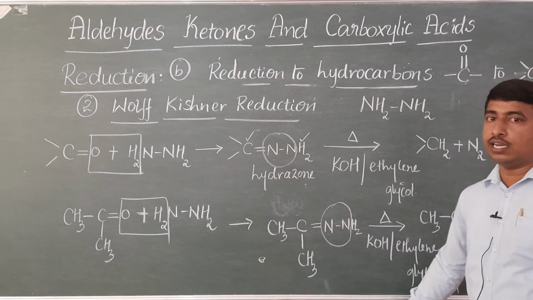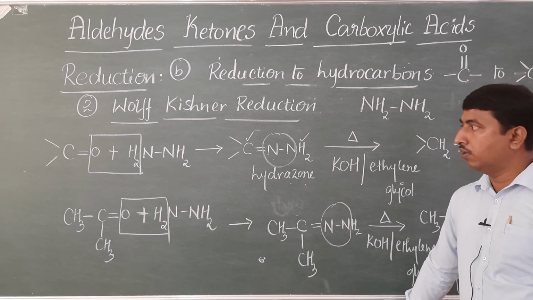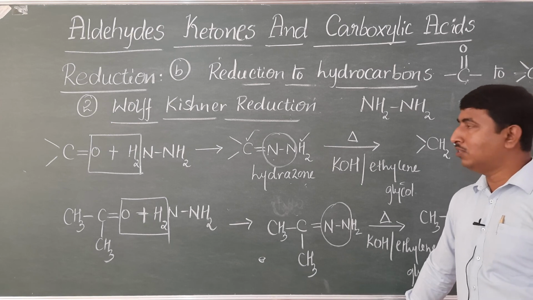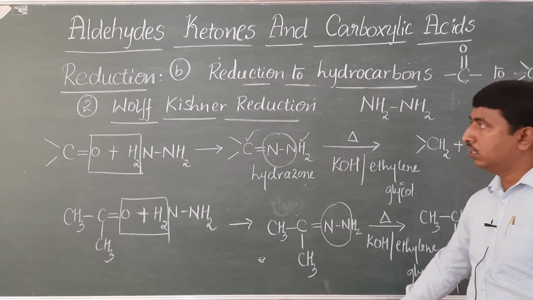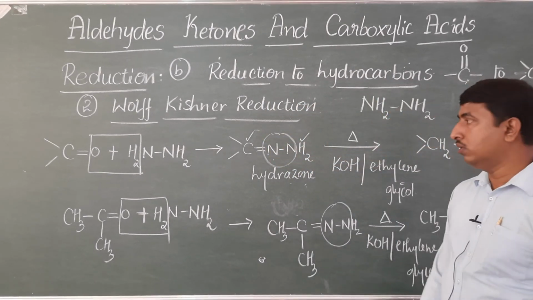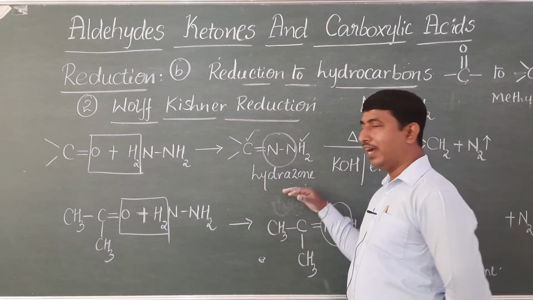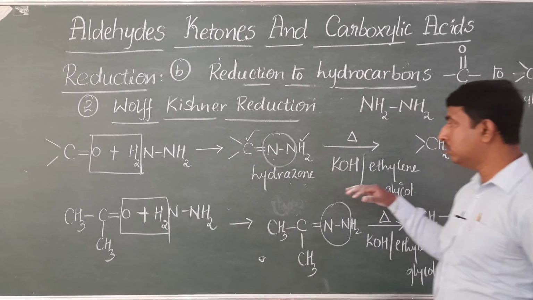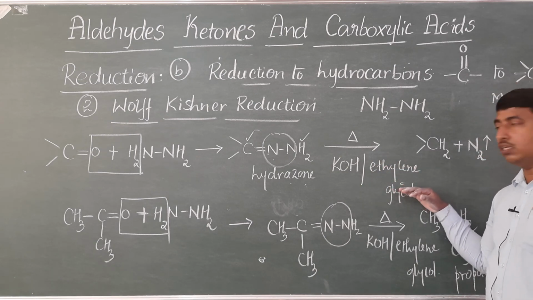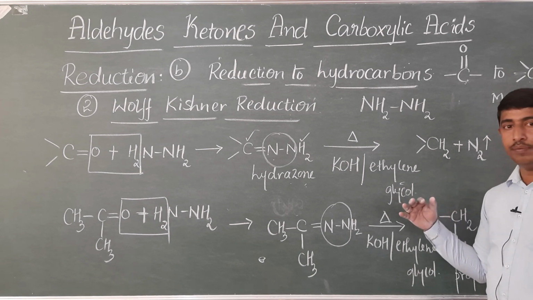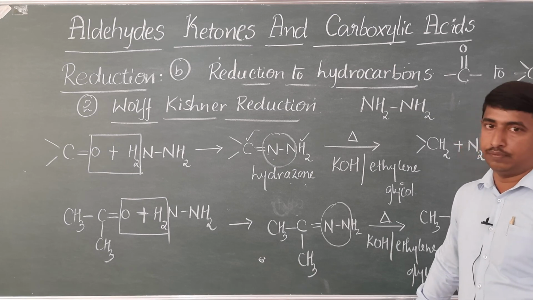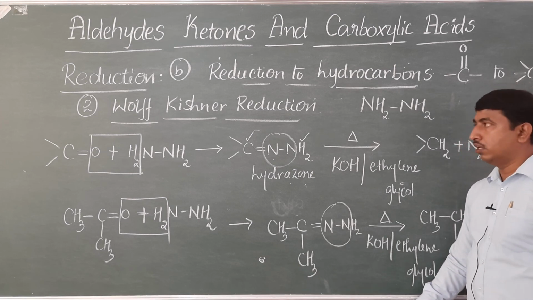See, in Wolff-Kishner reduction as well as in Clemmensen's reduction, we are converting carbonyl group to CH2, or conversion of aldehydes or ketones into hydrocarbons. Now, what is Wolff-Kishner reduction? In Wolff-Kishner reduction, aldehyde or ketone treated with hydrazine, hydrazones are formed. These hydrazones are further heated with KOH in ethylene glycol, hydrocarbons are formed. This reaction is known as Wolff-Kishner reduction. Thank you.